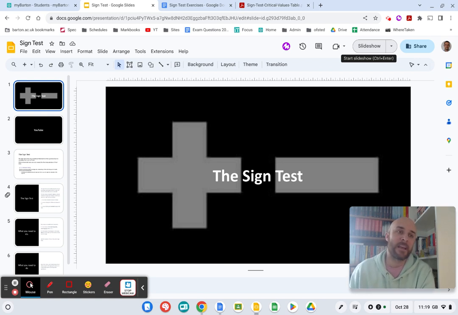So the only stats test you have to know how to do from start to finish, and they ask these questions quite a lot, is the sign test. Now, in the exam, you may be asked to do the entire sign test from start to end, or you may be asked just to do a part of it. You may be asked just to identify what the S number is, or whether it's significant or not.